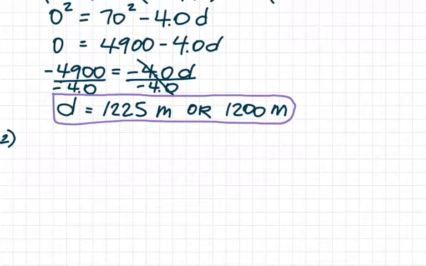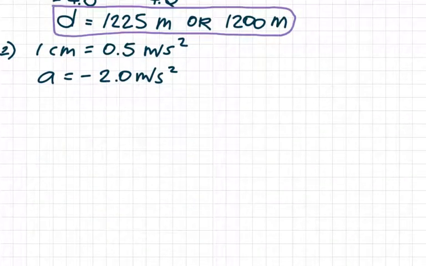So here we have a scaled vector diagram. It says the scale is 1 centimeter to 0.5 meters per second squared. And they're asking us to draw the acceleration, which we know is negative 2 meters per second squared. Now, the original velocity was to the north, and acceleration is negative, so this vector is going to be to the south. So in terms of direction, we're going to have a southward vector because the acceleration is opposing the velocity.